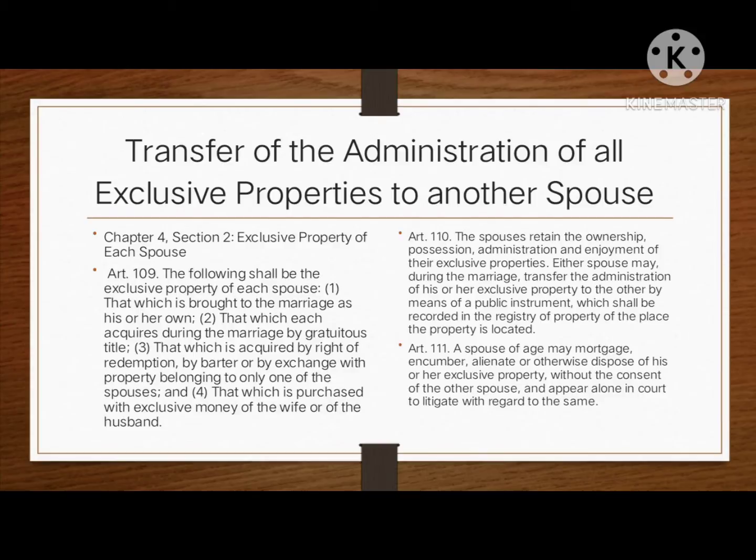The spouse of age may mortgage, encumber, alienate, or otherwise dispose of his or her exclusive property without the consent of the other spouse and appear alone in court to litigate with regard to the same. When we talk about the legal basis of mortgage, encumbrance, alienation, or disposing of property, the spouse has his own right to do that without the consent of the other spouse, since the properties are his exclusive properties.